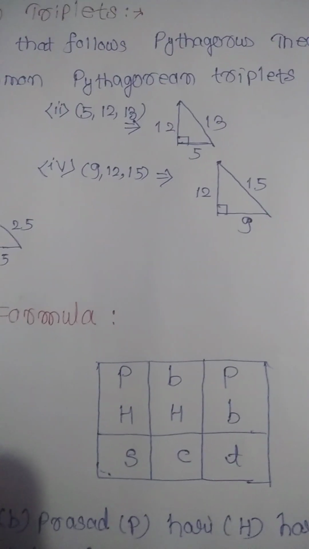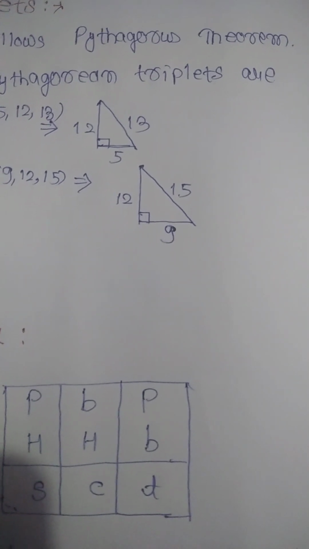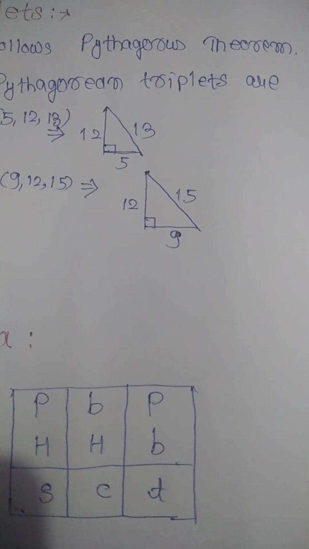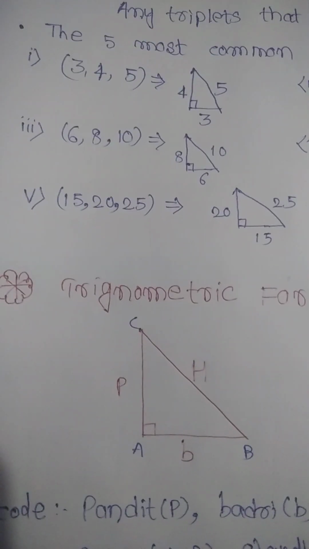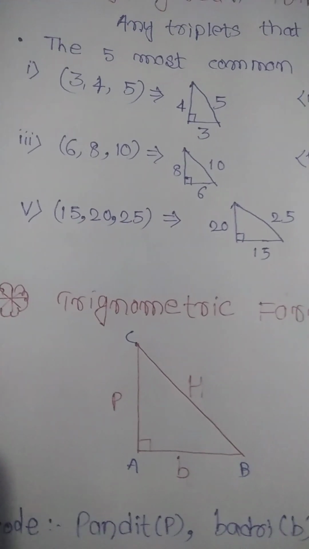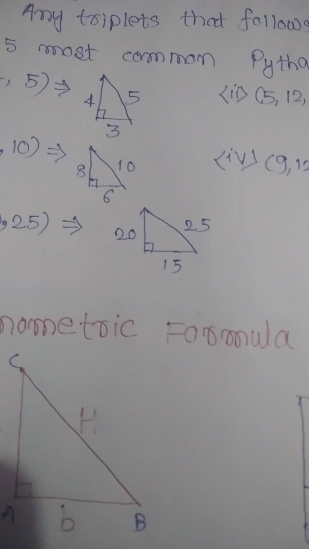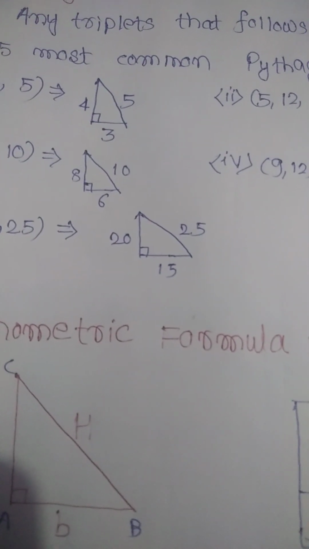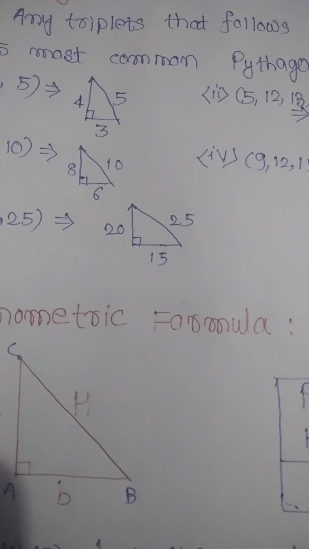And the next Pythagorean triplet is 9 12 15. We can consider here the base is 9 and the perpendicular is 12, and the hypotenuse is obviously the longest side, which equals 15. Next Pythagorean triplet is 15 20 25. Here the base is 15 and the perpendicular is 20, then the hypotenuse is obviously going to be 25.